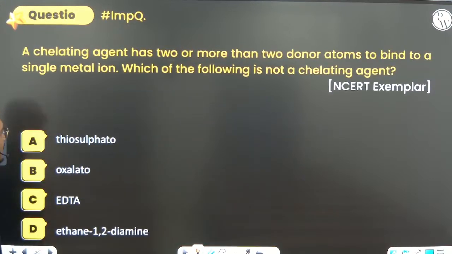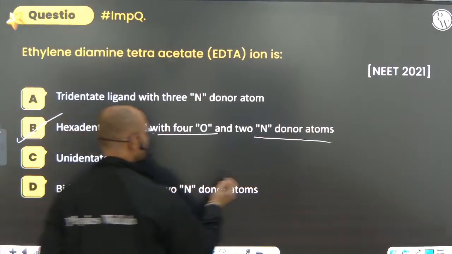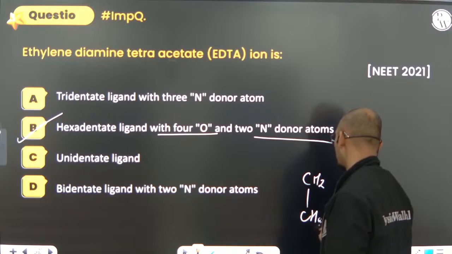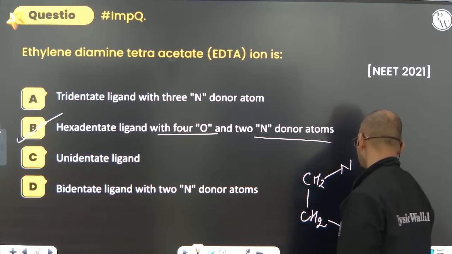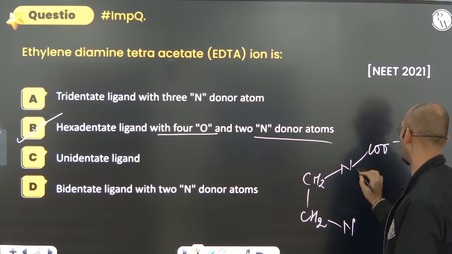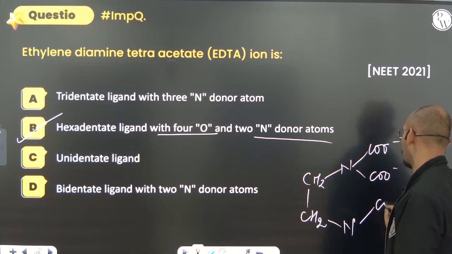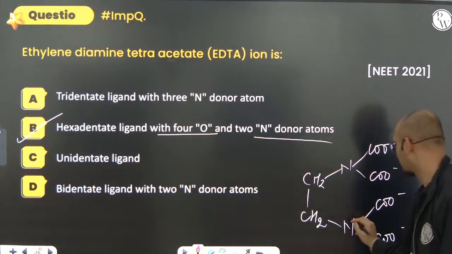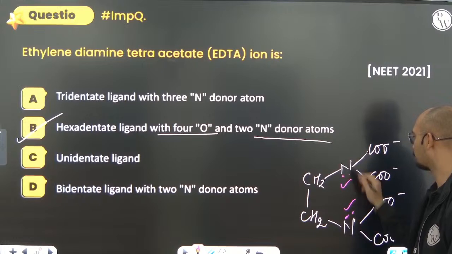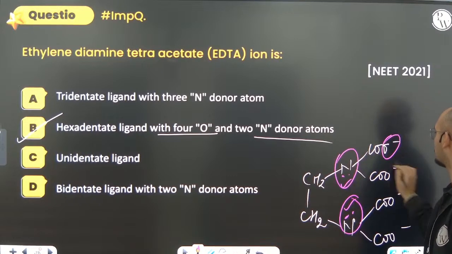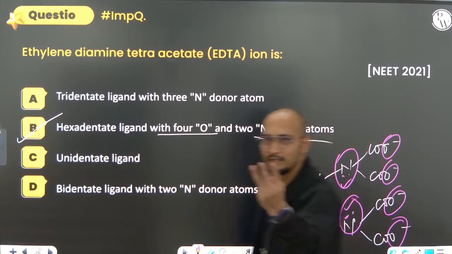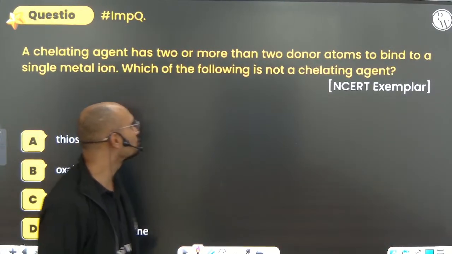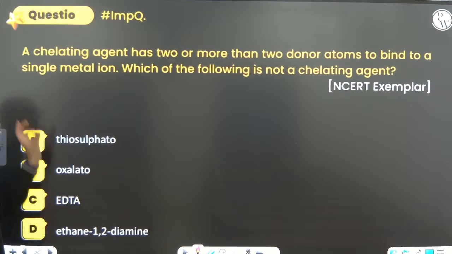Yes or no? Absolutely right, brother. What is ethylene diamine tetraacetate? You have to remember, I have already told you, CH2, CH2, N, N, COO minus, COO minus, COO minus, COO minus. How many of these places are there? So through nitrogen, 1, 2, 2 nitrogen, and how many oxygen? 1, 2, 3, 4. 4 oxygen, 2 nitrogen. So how many? 6, hexadentate. A chelating agent has two or more than two donor atoms to bind to a single metal.